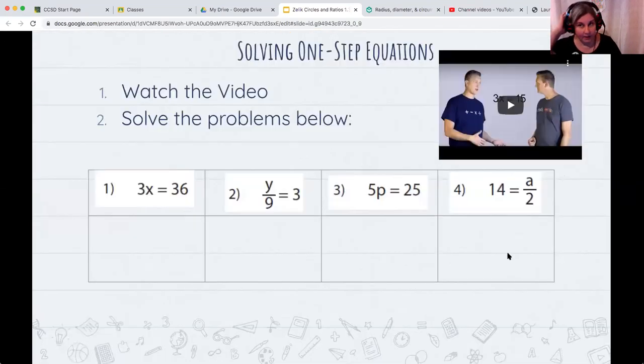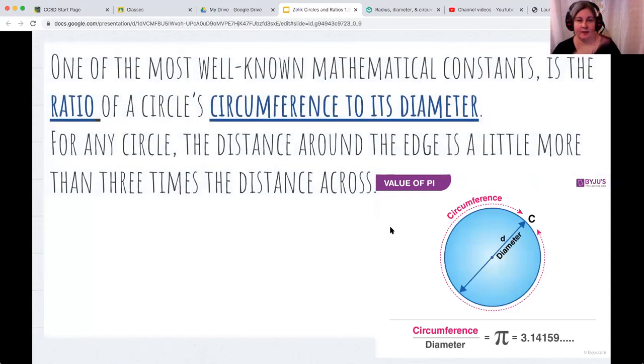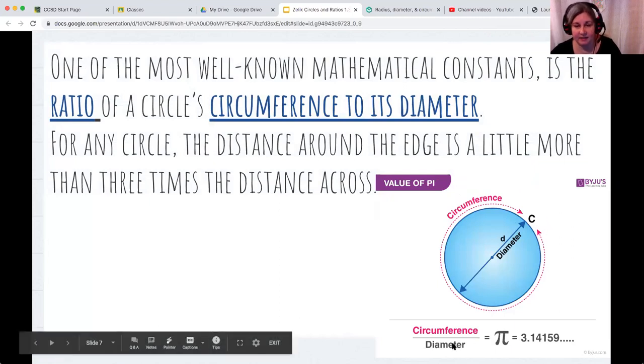So for this one, I tried to show you a lot of different things. This time I want you to just review the video for solving one-step equations and then solve those 4 questions below. After that, this is our review about pi. Remember, we figured this out last week, that the ratio of a circle's circumference to its diameter is going to be constant, and that constant we know of as pi. So anytime you take a circumference, divide by its diameter, and you're going to always get pi.